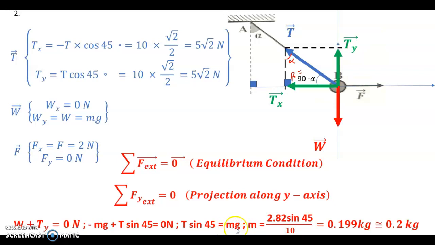We have g as the coefficient of m, so we divide both sides by g. So m is 2.82 sine 45 over 10. It's 0.199 kilograms, which is approximately equal to 0.2 kilograms.